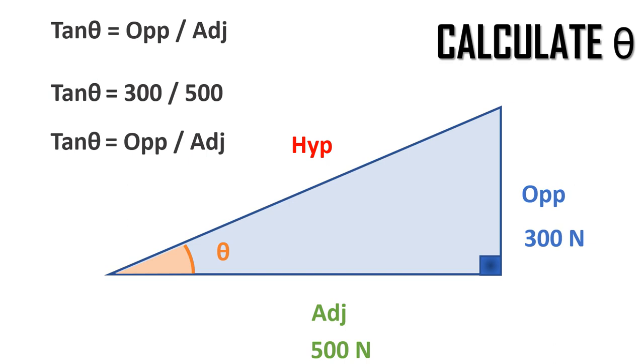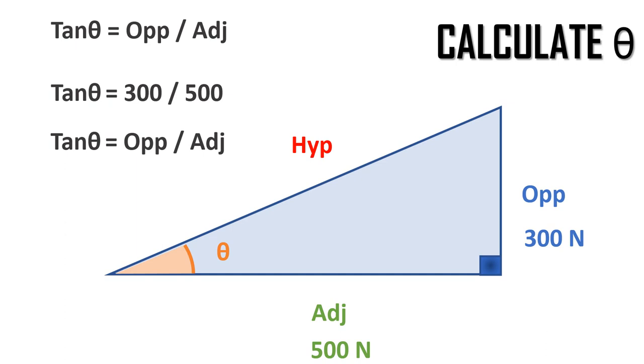So we have tangent of theta equals opposite over adjacent. We know that the opposite side, which represents the vertical ground reaction force, is 300 newtons. We know that the adjacent side is 500 newtons. So we can plug those numbers into our equation. So our equation now becomes tangent of theta equals 300 divided by 500.